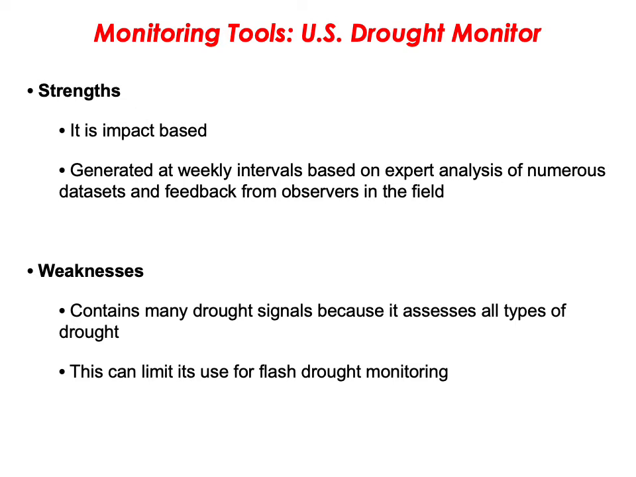This makes it unique among drought indicators because it combines information from more than one data set. Now, a weakness of the Drought Monitor is that it contains many drought signals because it's designed to depict all types of drought and also contains a subjective component due to human involvement when making the weekly analyses. These aspects then can limit its utility for flash drought monitoring purposes.